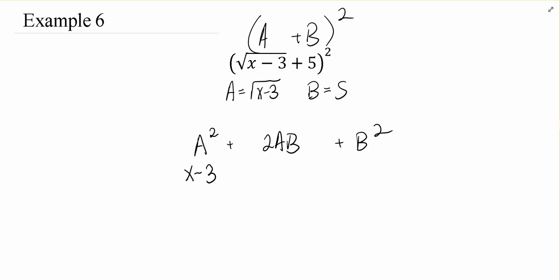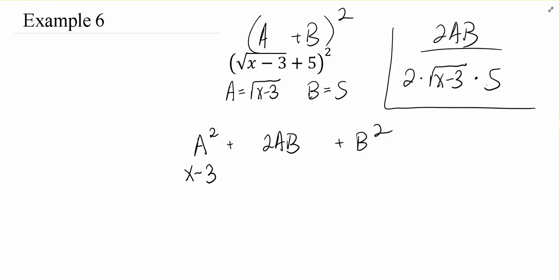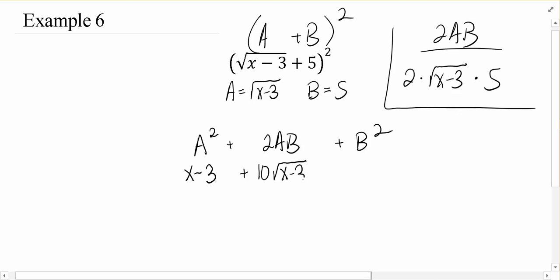Now for the 2ab part, let's come off to the side to talk about it. It's 2 times the square root of x minus 3 times 5. Well, the 2 is outside the radical. So really what you want to do in the 2ab part is take 2 times whatever is outside the radical. In this case, it's 5. 2 times 5 is 10, and then times the radical. And that's all the 2ab part is. 2 times whatever is outside the radical times the radical.